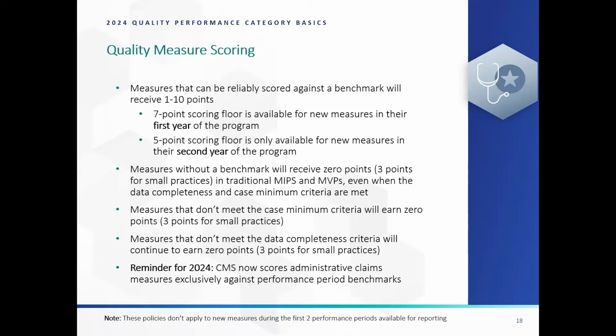I just want to note that for small practices, when there is a measure without a benchmark, there is a 3-point floor. So measures that do not meet the case minimum criteria will receive 0 points. Again, this particular policy is not applicable to small practices. Small practices will receive 3 points. Measures that don't meet the data completeness criteria will continue to earn 0 points. Again, this policy is not applicable to small practices. Small practices will receive 3 points. I just want to give you a reminder for 2024. CMS now scores administrative claim measures exclusively against performance period benchmarks. Next slide, please.